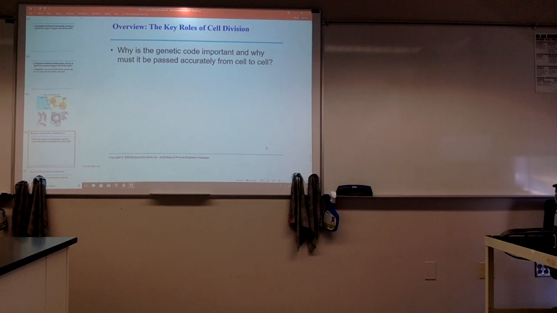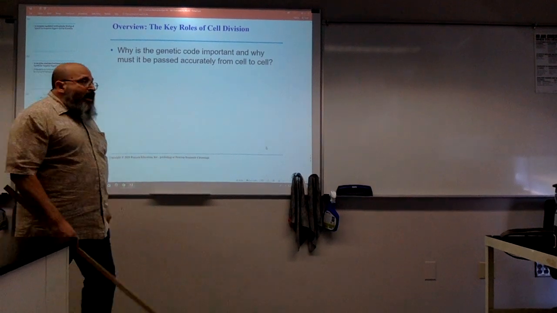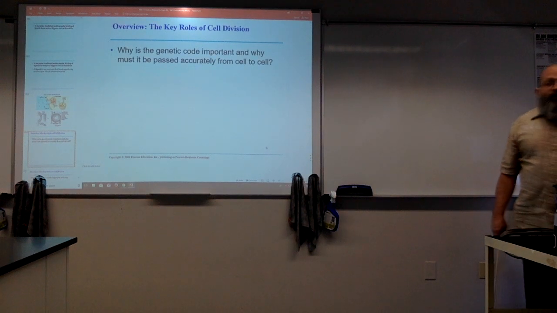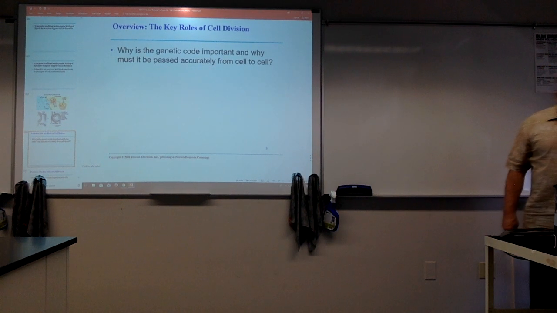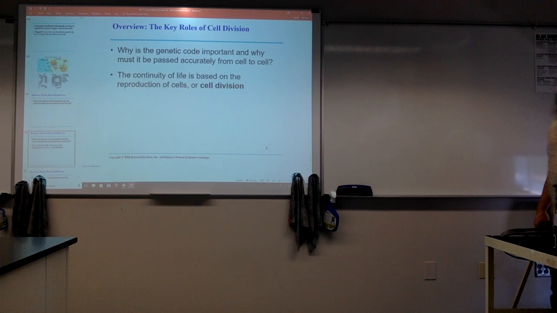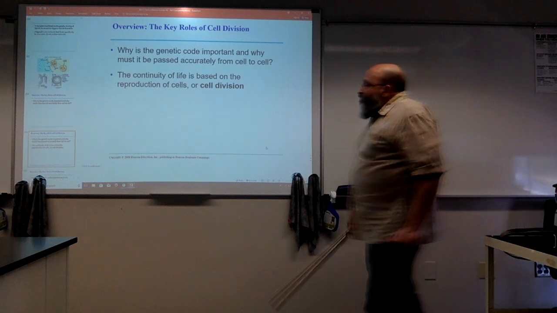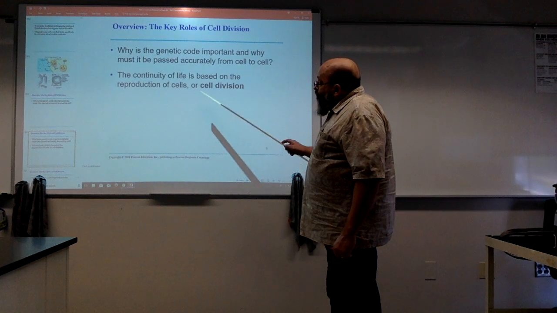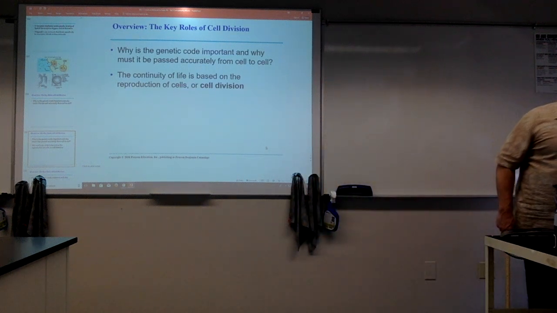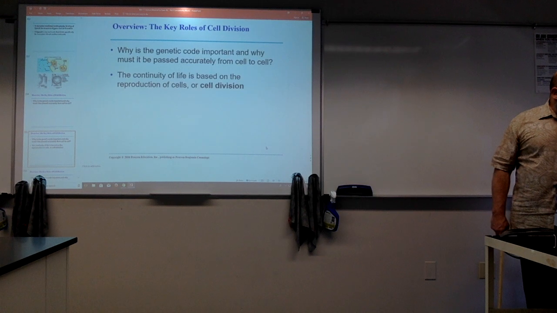And the only way the amino acid sequence can be right is if the genetic code coding for that amino acid sequence is right. So that has to be passed accurately from cell to cell, because if the cell makes a mistake on a critical enzyme, it's curtains. So we're going to begin to look at how this genetic information is passed from cell to cell. And the continuity of life is based on the reproduction of cells or cell division.